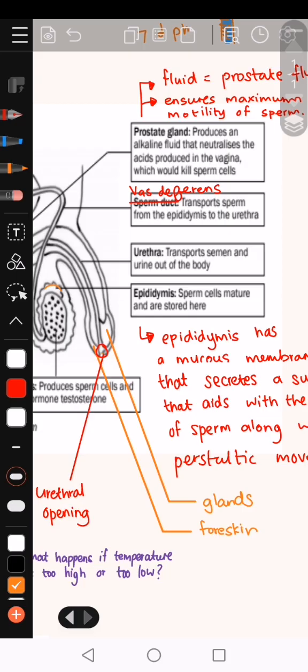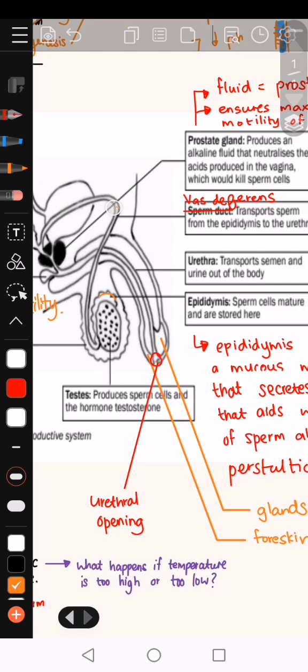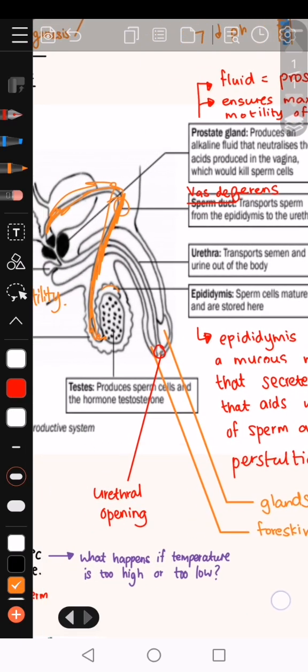Let me go on. The vas deferens. Now we look here at the vas deferens over here. Not just that part, but this whole structure over here, right? The vas deferens transports sperm from the epididymis to the urethra.